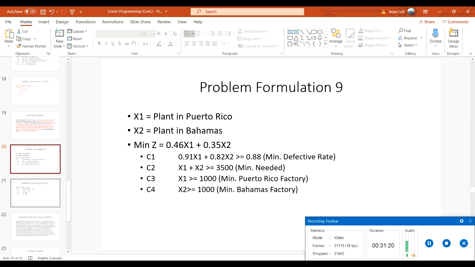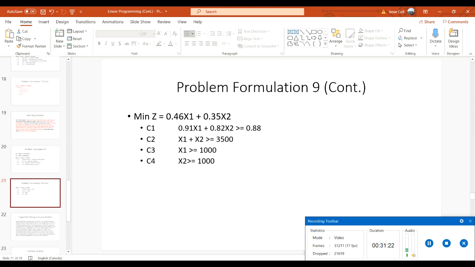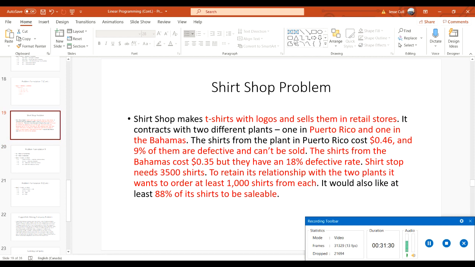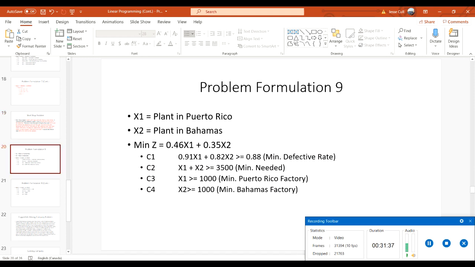We know we need 3,500 shirts, so X1 plus X2, the total ordered, must be 3,500. We know we have to retain its relationship with the two plants. It wants to order at least 1,000 shirts from each, and that's what we've indicated here. X1 must be at least 1,000, X2 must be at least 1,000.